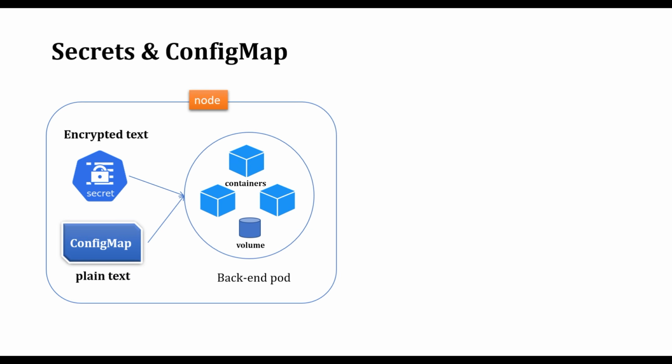Let's say, for example, you are configuring your data source properties. Then only the password you can configure inside the secret, and the rest, the URL, driver class name and username, you can configure inside the config map object.